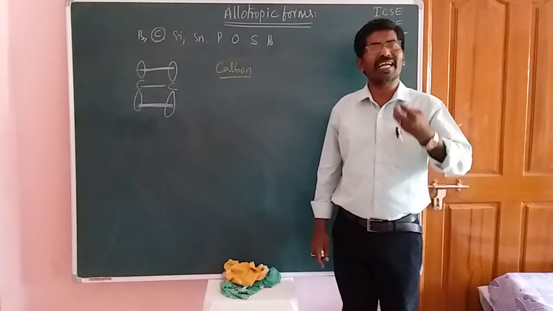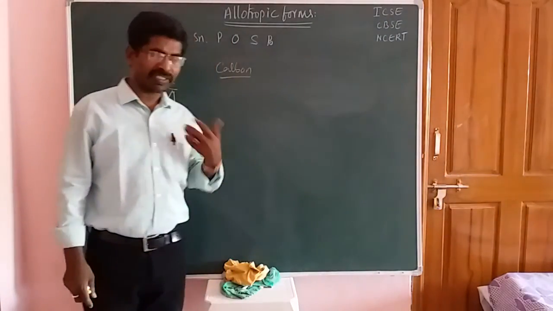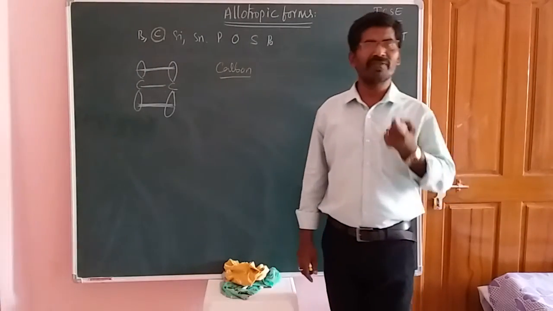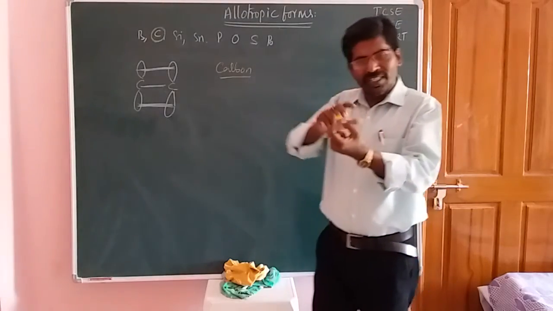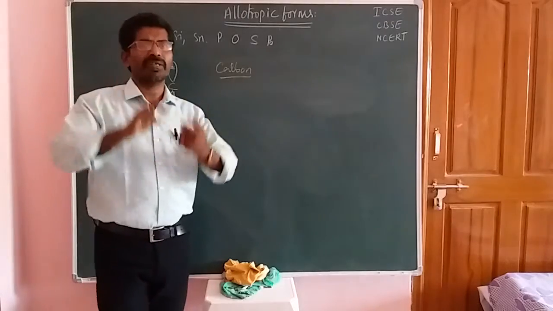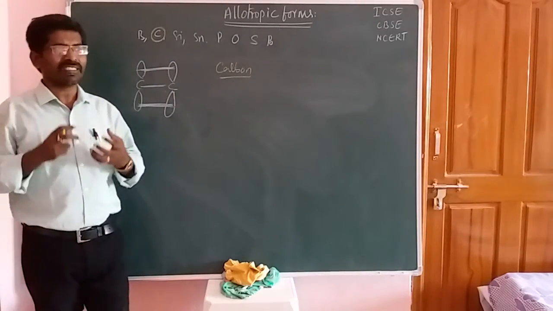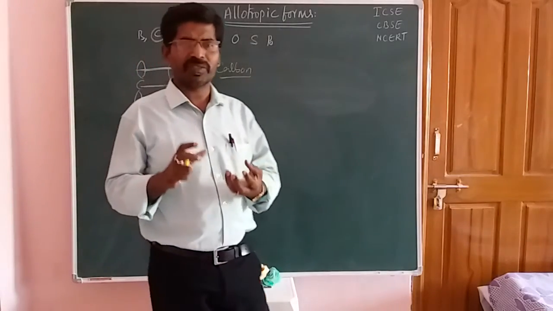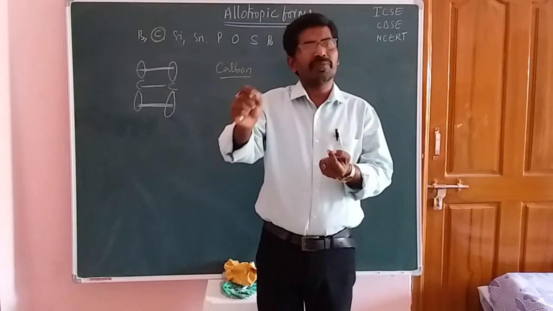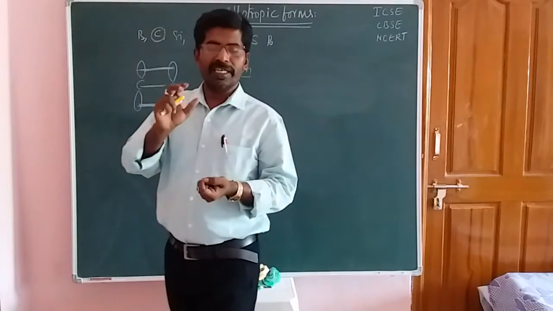The second property is the catenation property. We already learned about catenation, and once again I will recall it. Catenation means self-linkage of an atom with other atoms of the same element through covalent bonds. That phenomenon is called catenation.